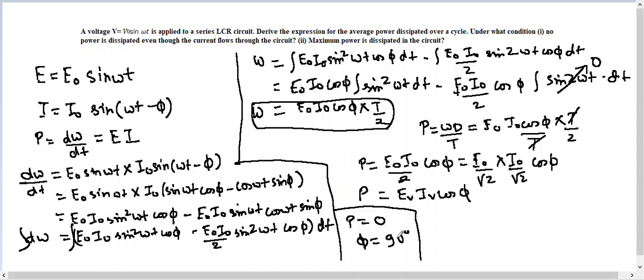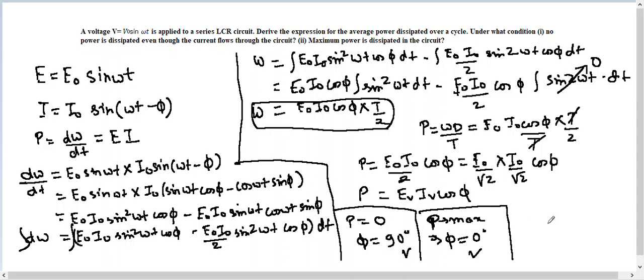The last part is about the condition when there is the maximum power dissipated in the circuit. So our cos phi term has to be maximum. So when is cos phi maximum? We need our P to be maximum, which implies phi is equal to 0 degrees, when cos phi will be equal to 1. So these are the two conditions: when phi is 90 degrees, power dissipated is 0, and when phi is 0 degrees, power dissipated is maximum.